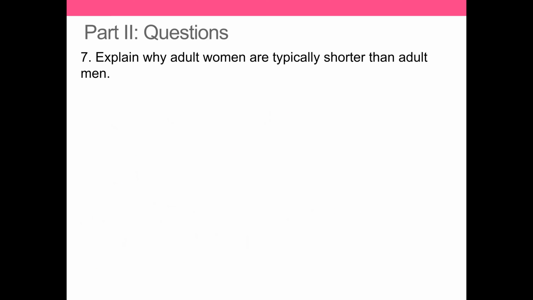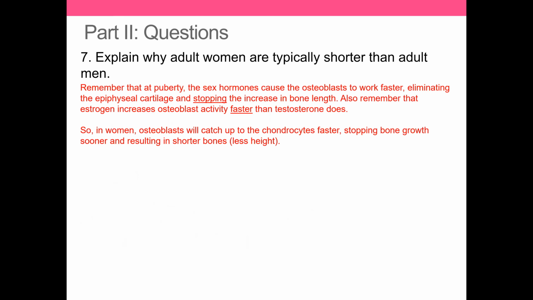And number 7, explain why adult women are typically shorter than adult men. So again, remember at puberty, the sex hormones cause osteoblasts to work faster, and this is going to eliminate the epiphyseal cartilage. And when the cartilage is gone, the bone no longer increases in length. Also remember that estrogen increases osteoblast activity faster than testosterone does. So in women, the osteoblasts are going to catch up to the chondrocytes faster, which will stop bone growth sooner and result in shorter bones, which means they'll be shorter. They'll not have as much height.